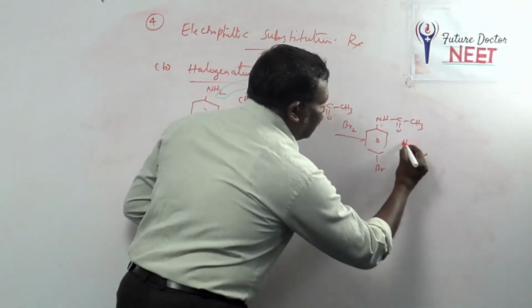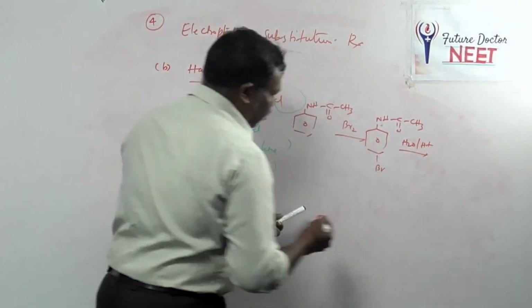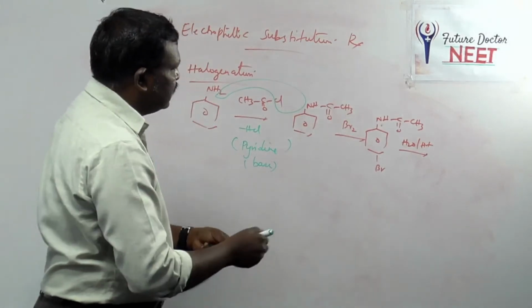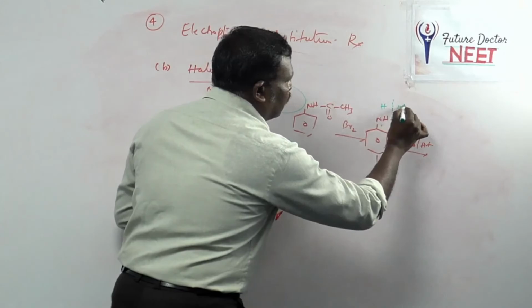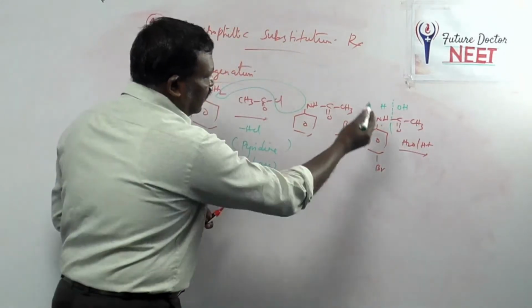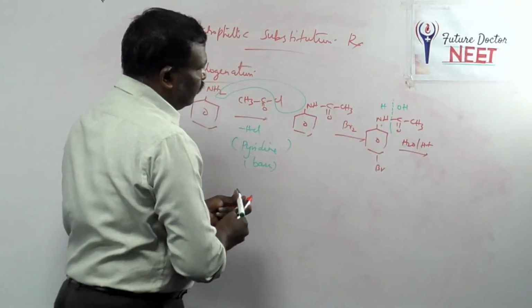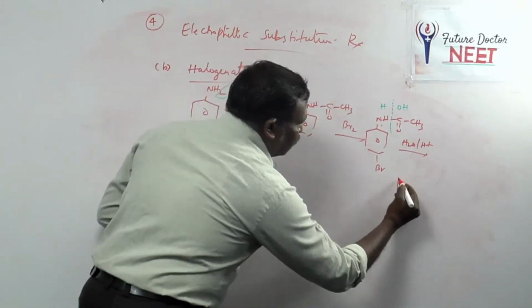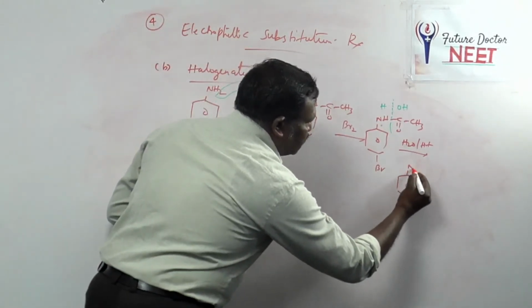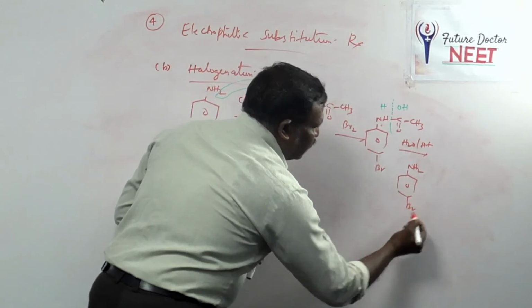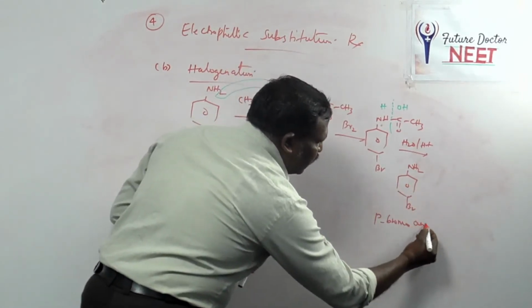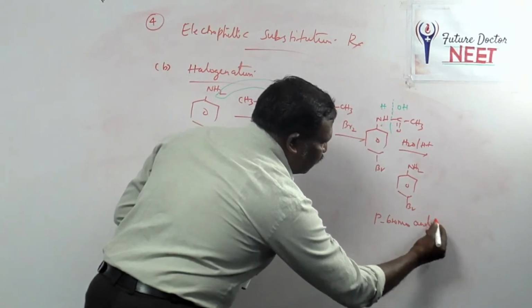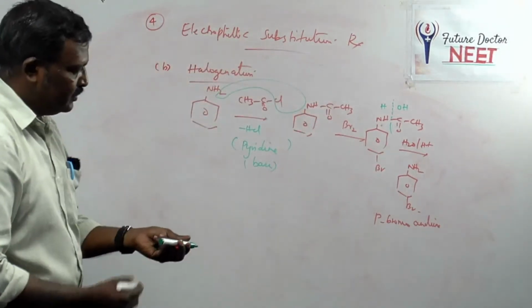Then as usual, hydrolysis. If you do hydrolysis, what happened? Here H, here OH. So I want to get this product only. The product is NH2 with Br. What's the name? Para-bromo aniline. That's the name of the compound. Understood?